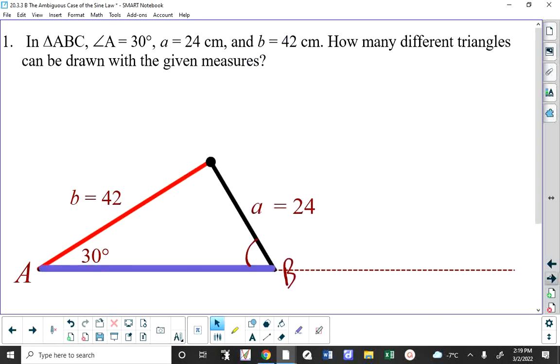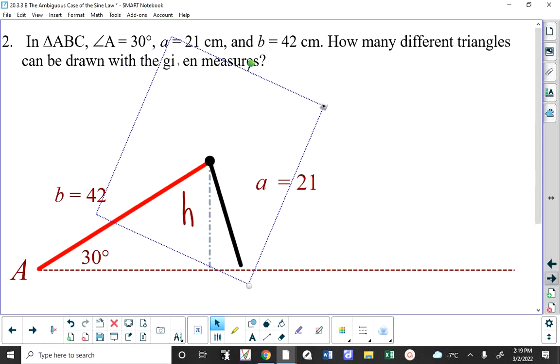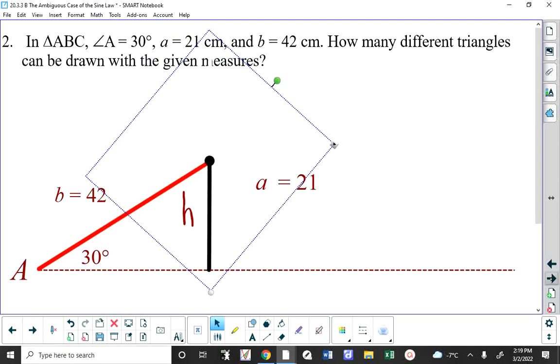So in question 2, it turns out, and if you look up here, I've set it up so that it looks nice. If I rotate this, and you might want to look at the other screen, it comes down, down, down, and it only connects when it's hanging straight down. In other words, the length of side A is exactly equal to the height of the triangle.